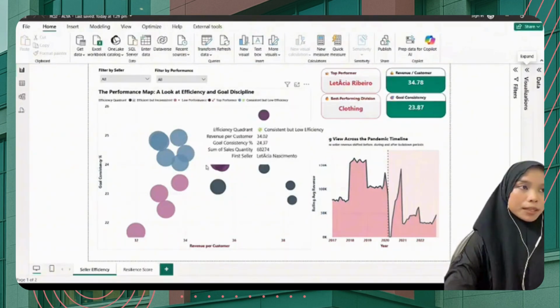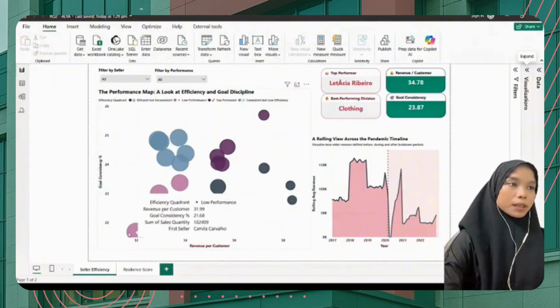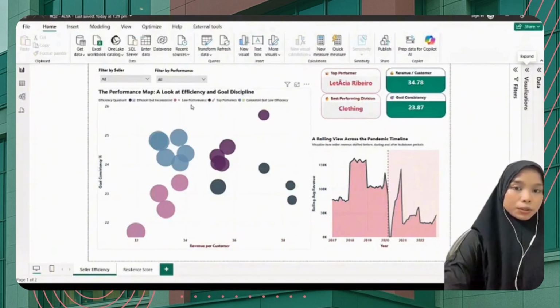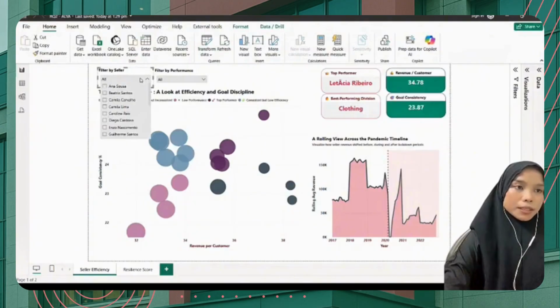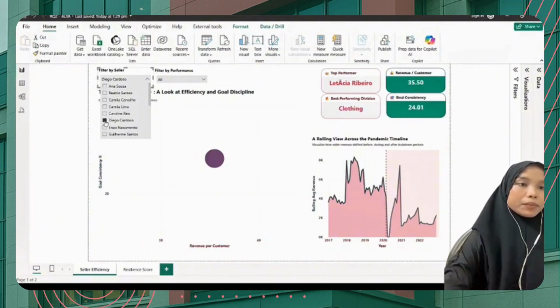The size of the bubble reflects their sales quantity, while the color shows their efficiency quadrant classification, whether they are top performer, efficient but inconsistent, consistent but low efficiency, or low performers. You can use the filter by seller drop-down to isolate any individual seller. This helps you locate their position in the chart and examine their unique performance pattern.